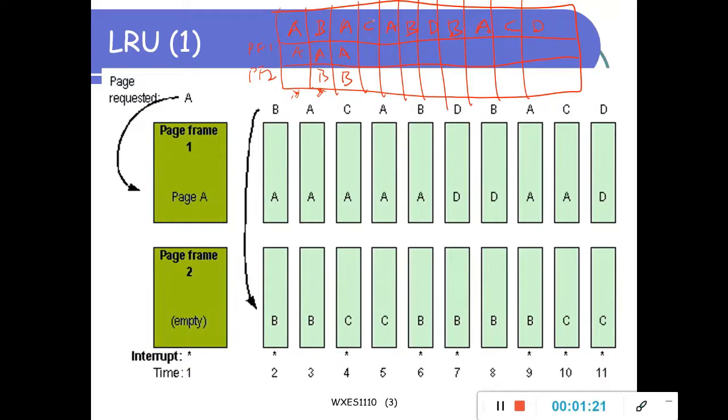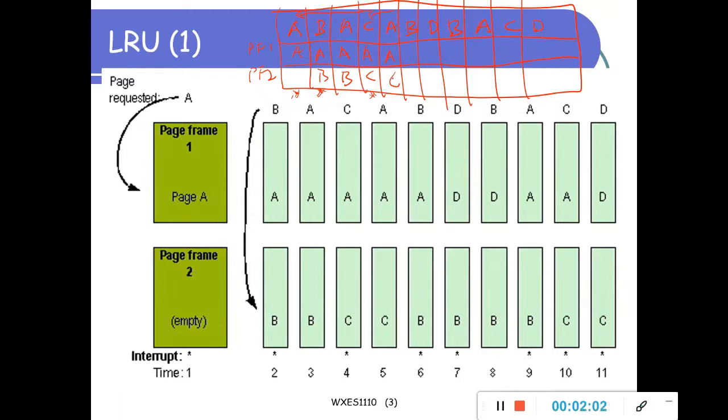Now you look at number 4, which is C. For C, you have to replace either A or B. When you look at the recent usage, you can see A is the most recent and B is the least recently used. So we replace B in page frame 2 with C, and this one A, and this is a page fault. Okay, and now you see A. It's not a problem. Now you see B. So you look here: the most recent data is A, and the least recent data is C.